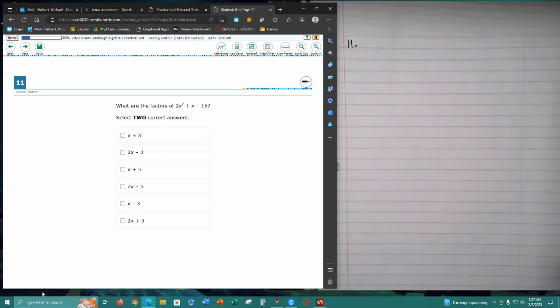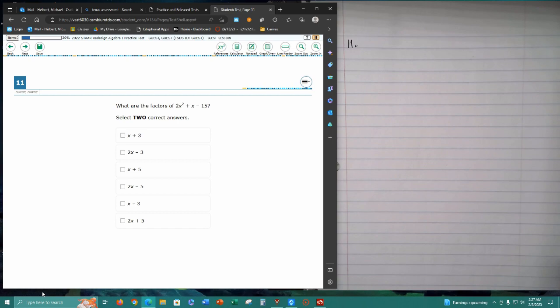So for problem number 11, notice it says, what are the factors of 2x squared plus x minus 15? And then it says select 2 correct answers. Now a couple things to remember. You can always find the factors by working backwards. If you were to use the quadratic formula or find the zeros of it, you can work backwards and find your factors that way. Or you can go ahead and find the factors by factoring.